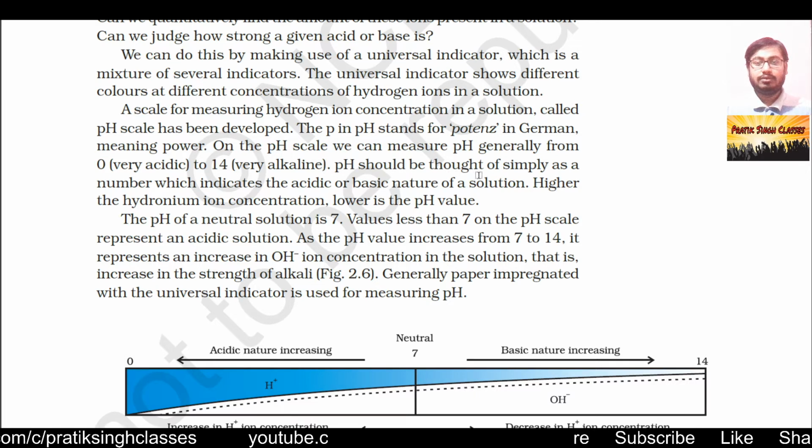pH can be thought of simply as a number which indicates the acidic or basic nature of a solution.